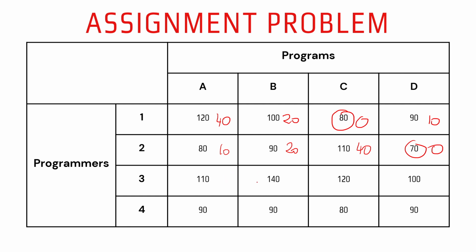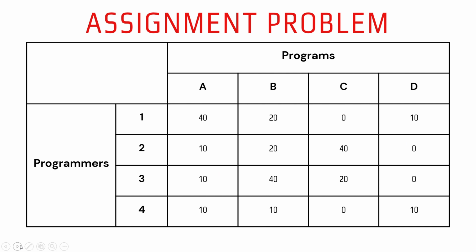Next, the smallest in the third row is 100. So it will be 0, 110 will be 10, 140 will be 40, and 120 will be 20. For the last row, the smallest number is 80. So it will be 0, and 90 will be 10, and all of them will be 10, since all of them are 90. So this will be our new opportunity cost table.